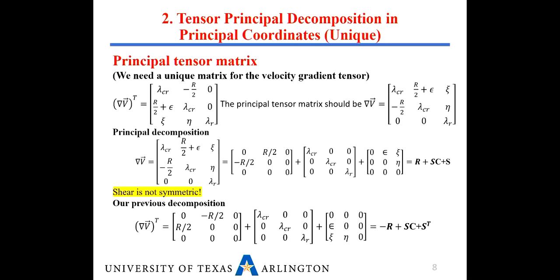Second, this stretching and compression is fixed. It's not changed. You cannot change it because lambda CR is lambda CR. It's never changed, the eigenvalue. You cannot change the eigenvalue, no matter how you rotate coordinates. This is invariant. The shear is non-symmetric.